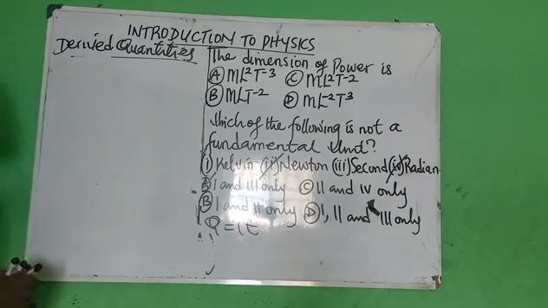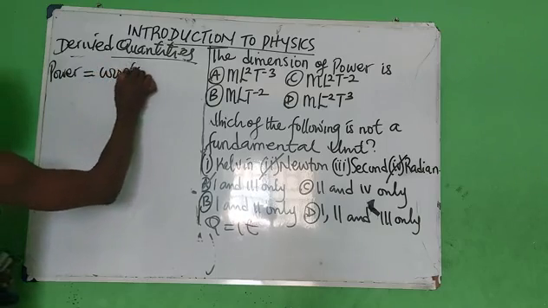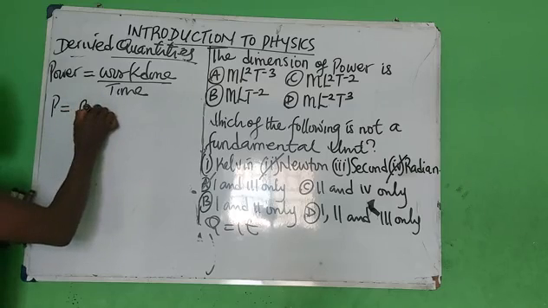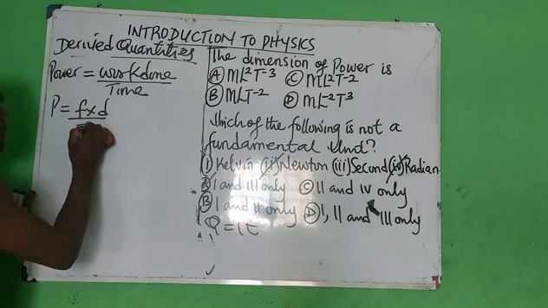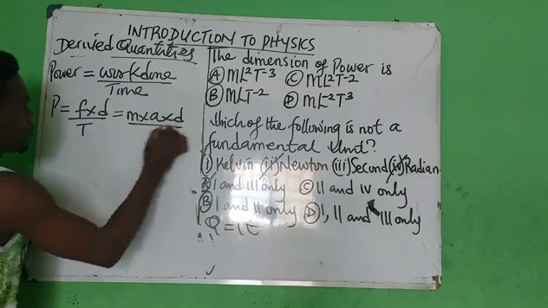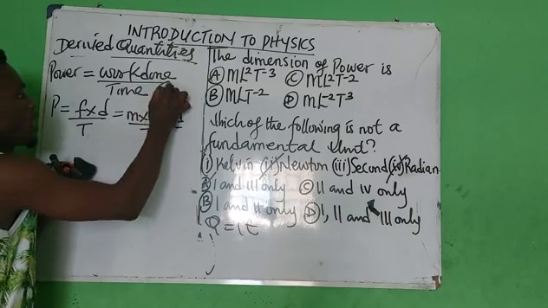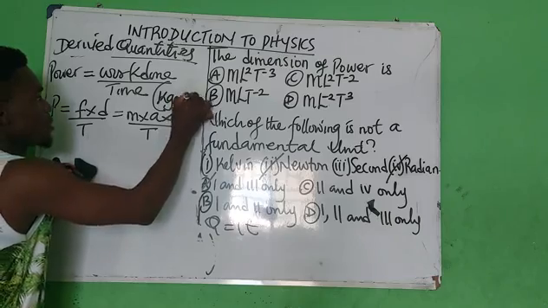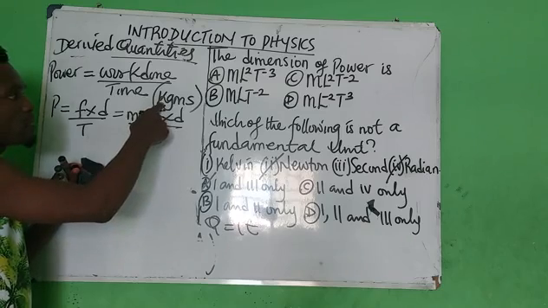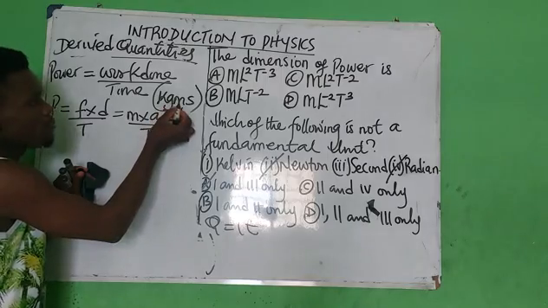Now, they said the dimension of power is what? Power is giving us work done over what? Time. You will also agree with me that power equals work done, which is force times what? Distance, over time. Let me take it bit by bit. You know that force is mass times acceleration, times distance over time. Please, the three most acceptable fundamental quantities are mass, length, and what? Time. In terms of units, we make use of kilogram, meters, and what?